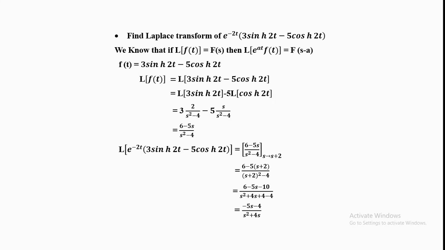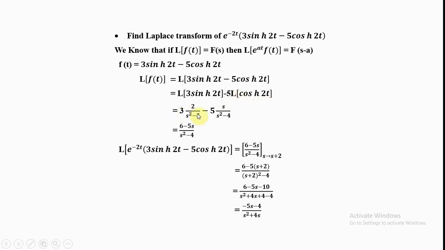We go to the next problem. Find Laplace transform of e raised to minus 2t into (3 sinh 2t minus 5 cosh 2t). We know that by shifting theorem, if L of f of t equals F of s, then L of e raised to at into f of t equals F of s minus a. Here f of t is taken as 3 sinh 2t minus 5 cosh 2t. So Laplace transform of f of t equals L of 3 sinh 2t minus 5 cosh 2t. Here this is equal to, take 3 outside, minus, take 5 outside, 5 into L of cosh 2t.